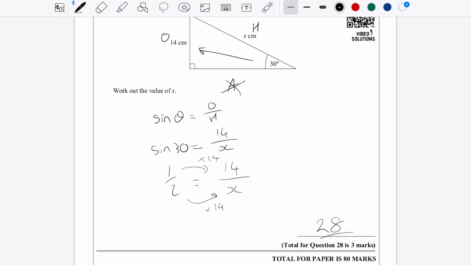Alright? Okay, so that's the end of that paper. I'm going to be completely real with you. I think that's quite a tricky predicted paper. Hopefully, the actual thing won't be quite as challenging as that. I think some of those questions are a bit difficult for a non-calculator, but it's okay. Game's a game. We've got the job done at the end of the day.